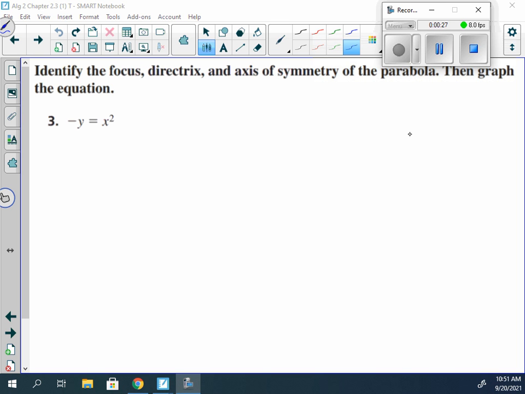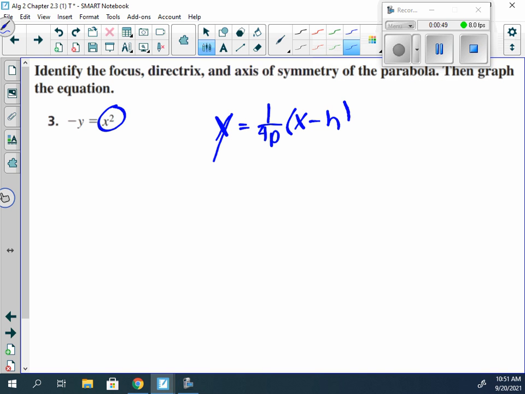Now, when we think about the two general equations, y equals 1 over 4p parentheses x minus h squared plus k, and x equals 1 over 4p, y minus k squared plus h. Well, here, the x is being squared, so the general equation that we're using is y equals 1 over 4p parentheses x minus h squared plus k. This is going to be the general formula that we use. And the main reason we know that is because the value of our x is being squared. We have x squared.